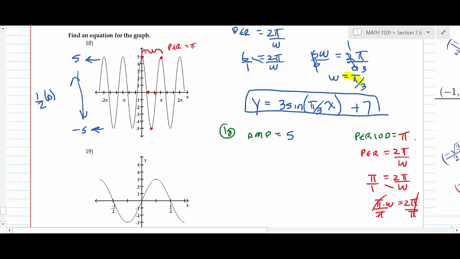The pi's cross out. So we end up getting omega is equal to 2. Those are the key pieces of information we have to know.